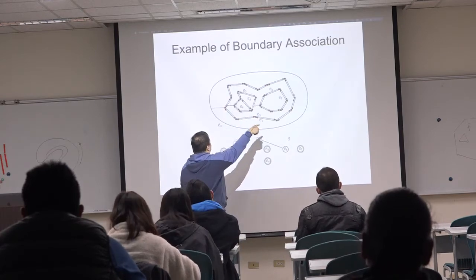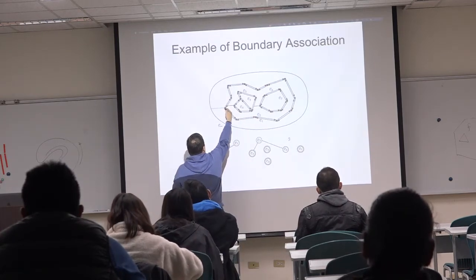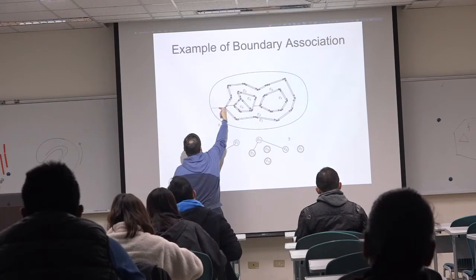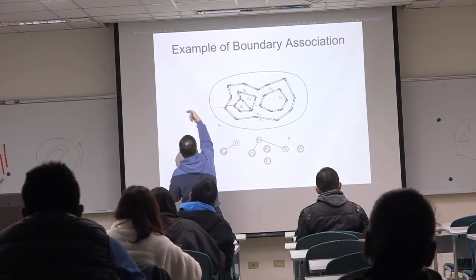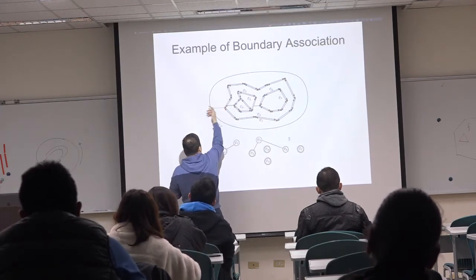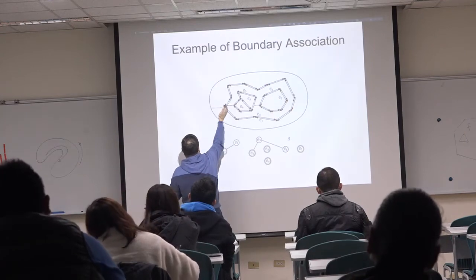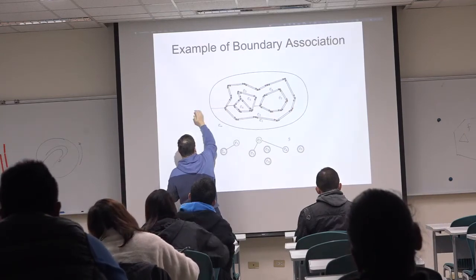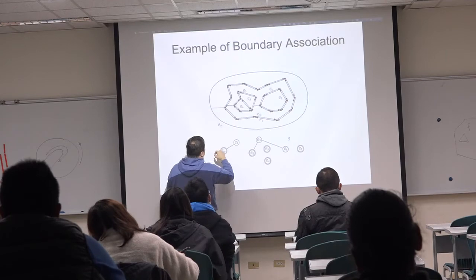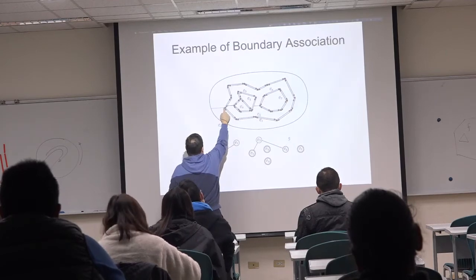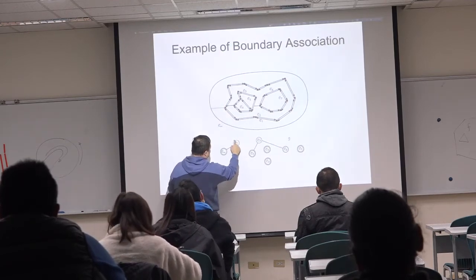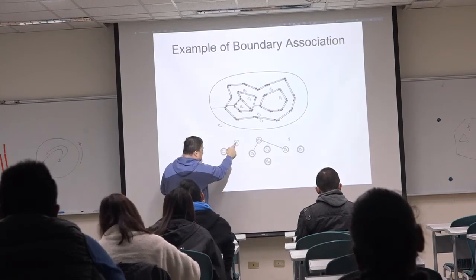And then for C1, we draw the horizontal line. It doesn't intersect anything. So to the left, we try to look for an intersection to the left, and you will find that you cannot find any intersection. So in that case, you are going to associate C1 with C2.